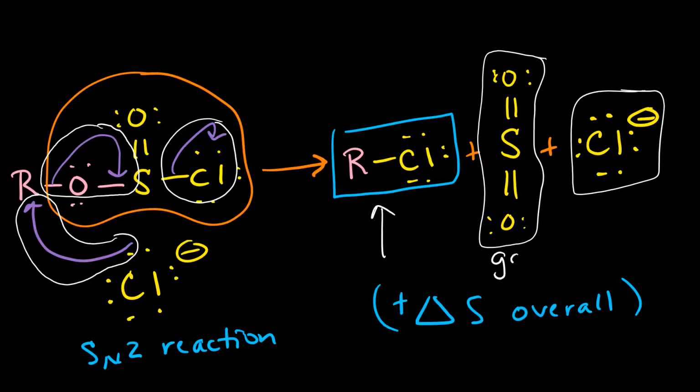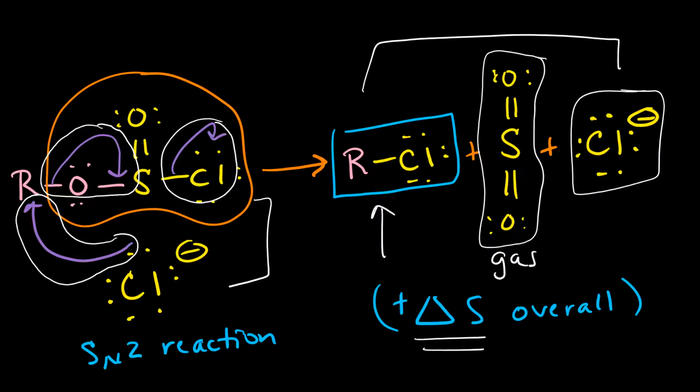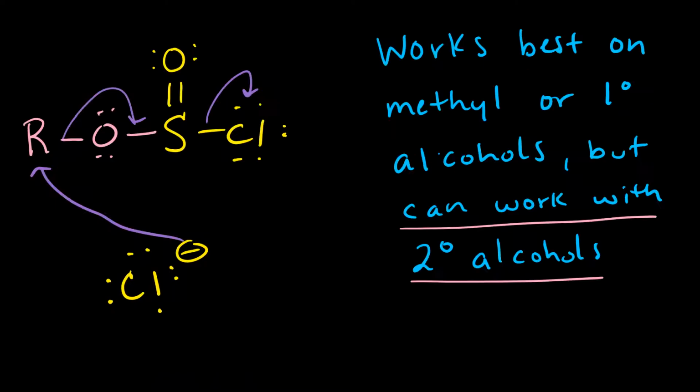SO2 is a gas, as I mentioned, and notice that we're going from 2 entities on this side to 3 entities over here, and one of them is a gas. So this is very favorable in terms of the entropy term of the thermodynamics of the reaction.